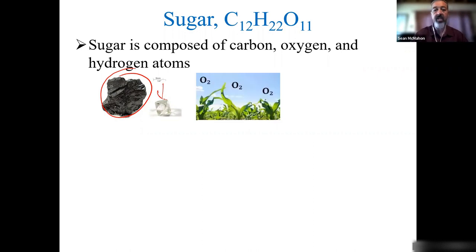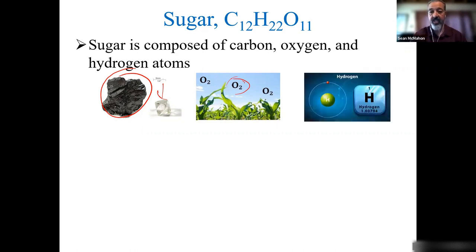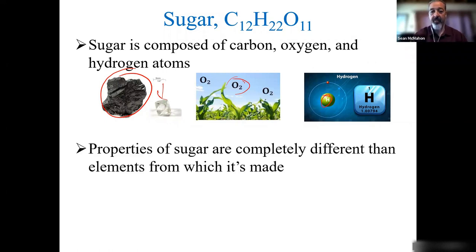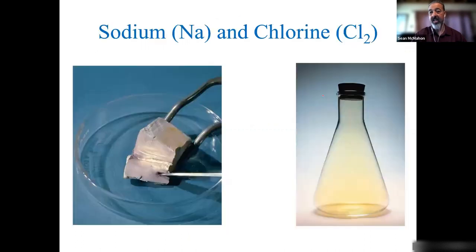Now, oxygen's different. It's found in nature as a gas, and it's O2 because it's one of those 7 diatomics that I told you about, and we'll be discussing those as well. And then you have hydrogen, the simplest of all elements, with just one proton in the nucleus and one electron orbiting that nucleus. The properties of sugar are completely different from the properties of the individual elements. That's what I want to emphasize: compounds, no matter what they're made of, are going to have different properties than the individual elements that make them.